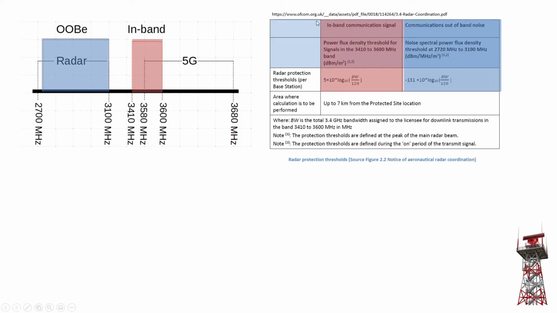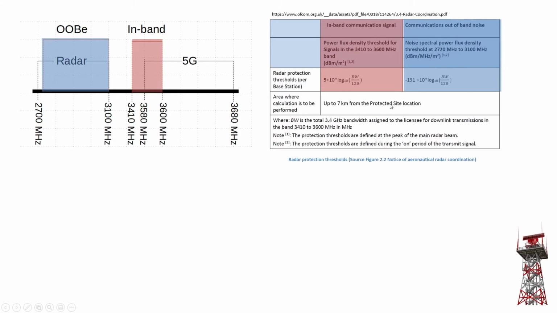From Ofcom UK, you can see they have these limits in place. They define the limit for in-band and they define the limit for out-of-band noise. So they've got these two limits, the blue and the red. The blue is the noise, because it's the 5G noise coming into the radar, and this is called in-band because it is operating in the same band, and it can drive the radar into nonlinearity or blocking, you know, to experience interference.